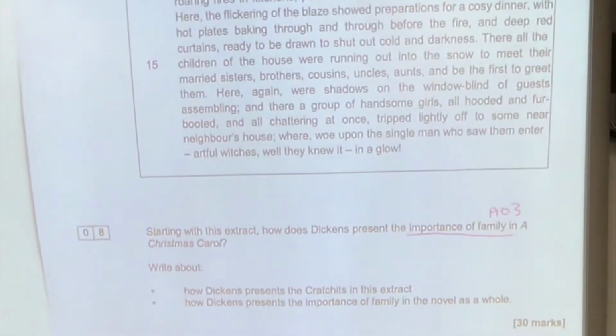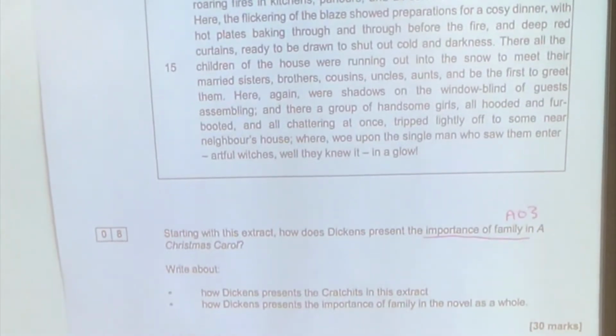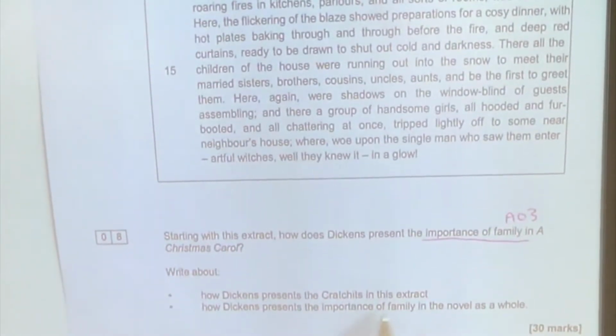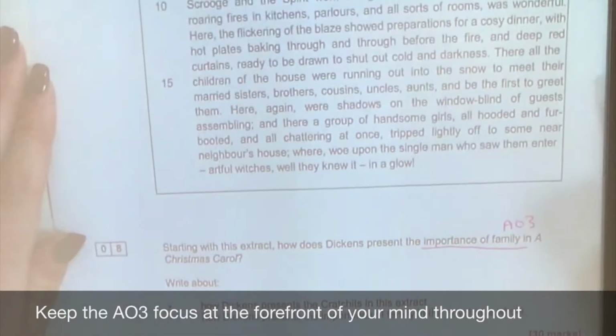So I'll be looking at how Dickens presents the Cratchits in this extract, and then how Dickens presents the importance of family in the novel as a whole. Really important to keep that in your mind all of the way through.